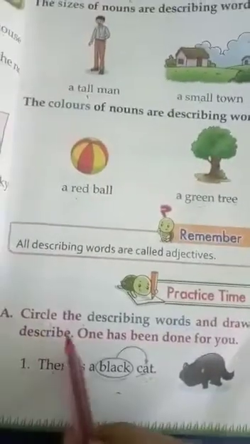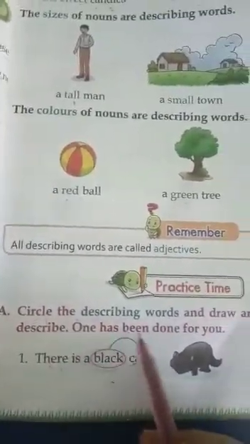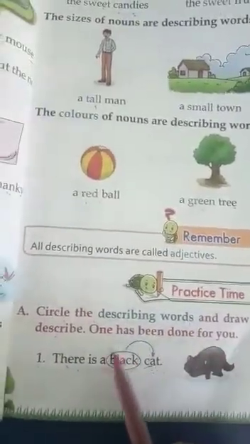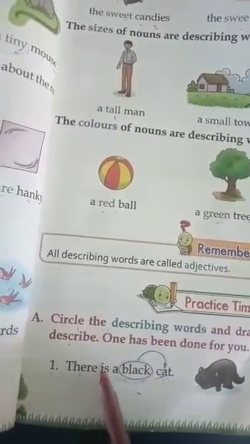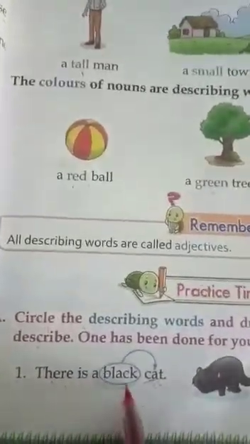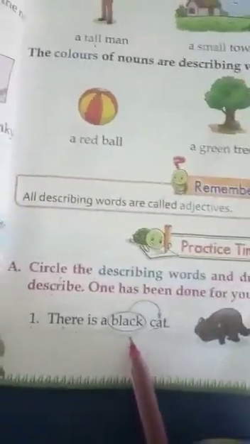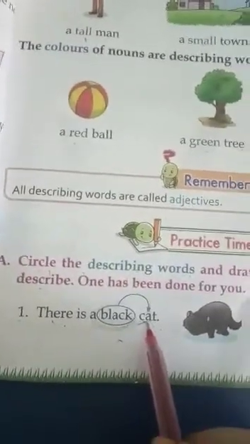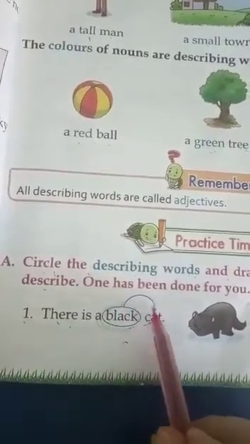Start revision. Exercise A. Circle the describing words and draw arrows to the nouns they describe. One has been done for you. There are many sentences. You will choose the describing word and noun. First sentence is, there is a black cat. Black is a describing word. Black word is describing about cat. So cat is a noun. We will draw circle on black and draw arrow on cat.